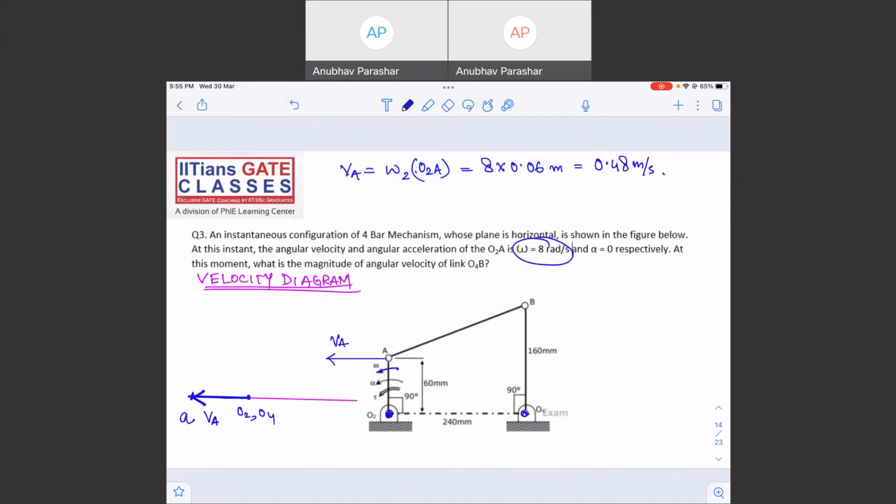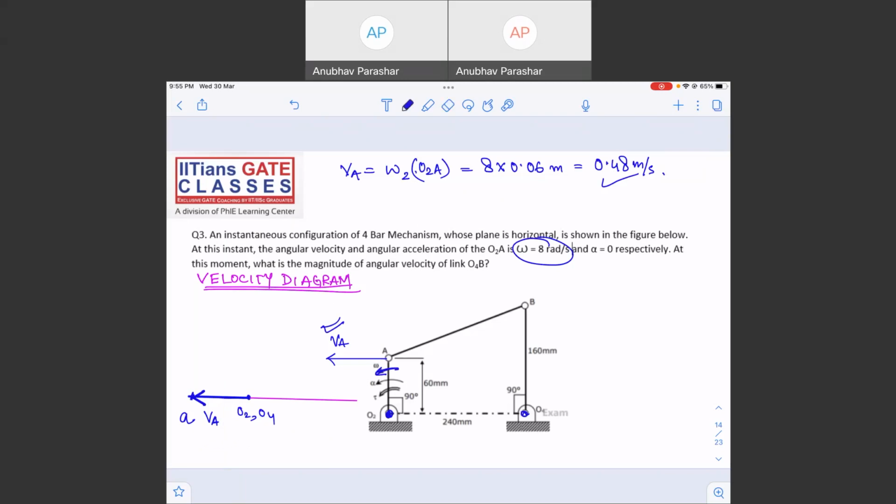Okay? So all the conditions are fulfilled. Perpendicular to line OA, you can see this velocity is perpendicular to line OA. Direction is in the direction of omega, right? And the magnitude is also plotted here. This distance, this is basically the graphical method. This distance is 0.48.